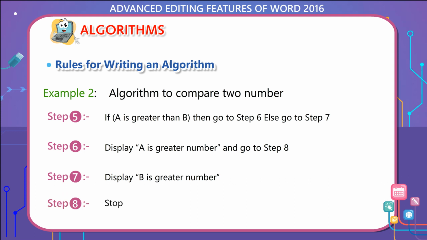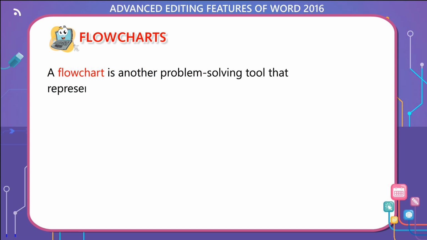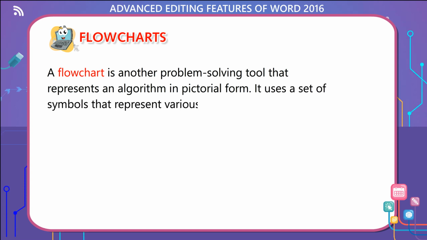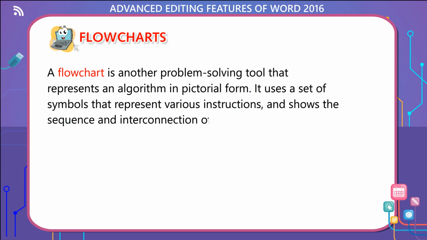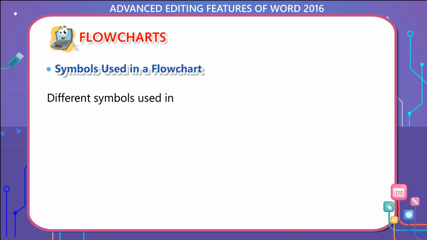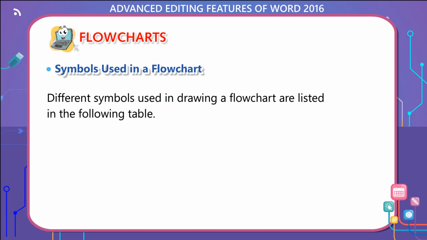Step 8. Stop. Flowcharts. A flowchart is another problem-solving tool that represents an algorithm in pictorial form. It uses a set of symbols that represent various instructions and shows the sequence and interconnection of functions with the use of lines and arrows. Symbols used in a flowchart. Different symbols used in drawing a flowchart are listed in the following table.